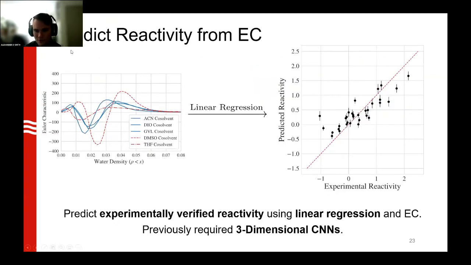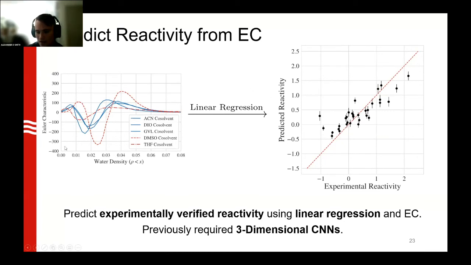So again, what we're doing here is trying to understand the connections between the topology of this water structure, this density, and whether we can use it to predict the associated reactivity increase for this central molecule. Here we have our inputs on the left, which are Euler characteristic curves, which we can consider just as a simple vector.